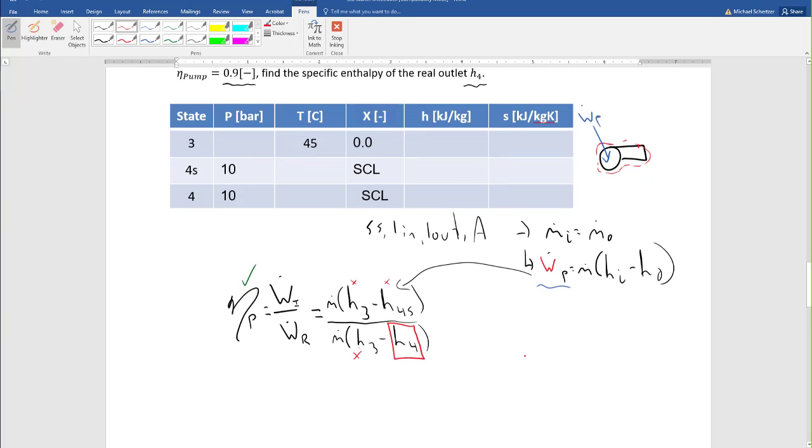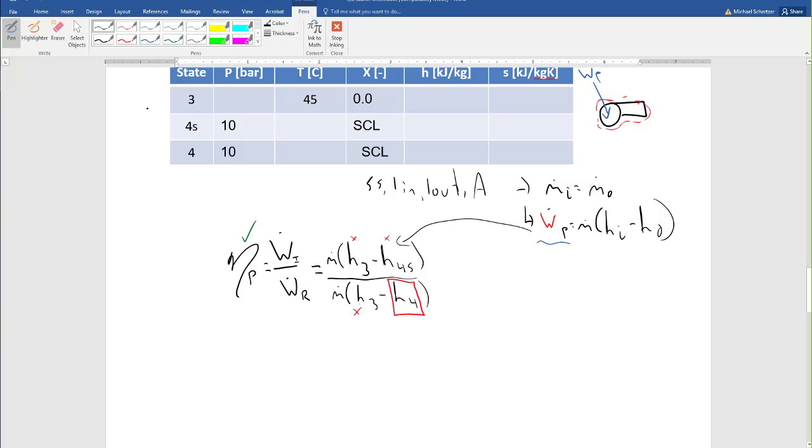But when I do my symbolic solution, I would like to usually have the thing that I'm actually trying to look for in the problem isolated alone by itself on one side of the equation. So here, I'm going to move this into the denominator. And well, first, I'm going to say that the mass flow rates are the same, so I can cancel those out. But this equation here is the same as H3 minus H4 is equal to H3 minus H4S divided by the efficiency of the pump.